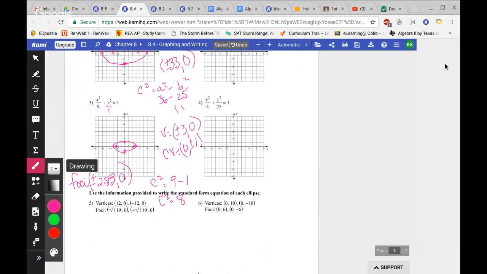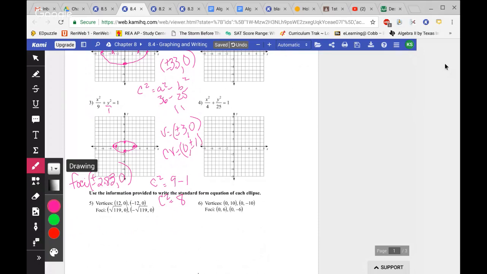And so how do you feel? You feel good about graphing number 2 and 4 by yourself? Everybody? Yeah. Okay. All right. To write the standard form of the equation of the ellipse below.